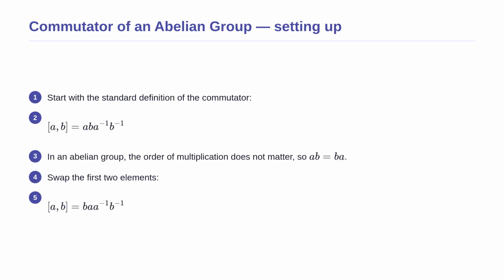Before we move on to complex proofs, let us see this with a concrete example. Let us find the commutator subgroup of an arbitrary abelian group, like the integers under addition. This will serve as a baseline. We start with the standard definition of the commutator. Because we are working inside an abelian group, the order of multiplication never matters. This means we are allowed to swap the sequence A times B with the sequence B times A. This simple swap is the critical step that positions the elements right next to their respective inverses.